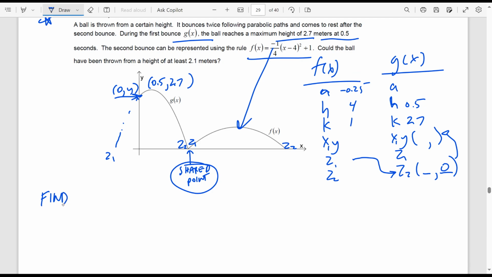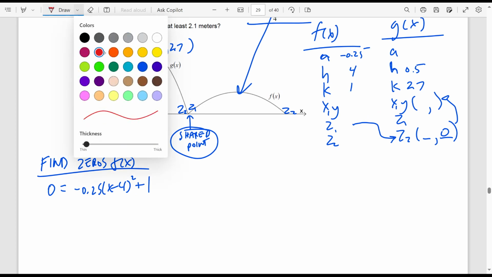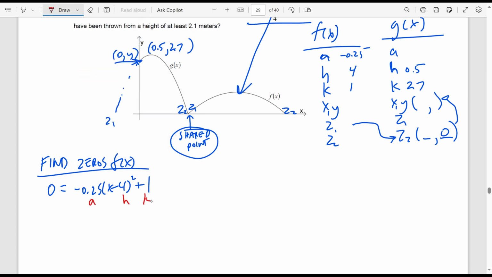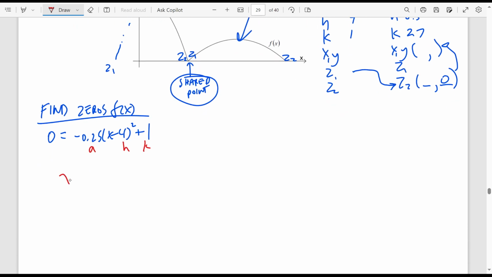I am going to find zeros of f of x because I need one of them for g of x. So I'm looking for what is x when y is 0? I don't have to set this equation to 0. I can literally just use this is a, this is h, and this is k. So I can now plug things in.